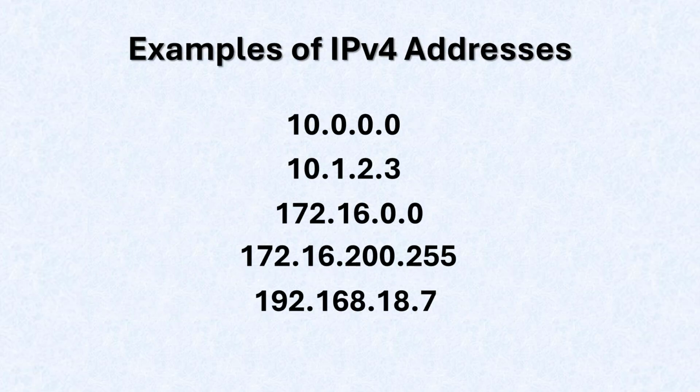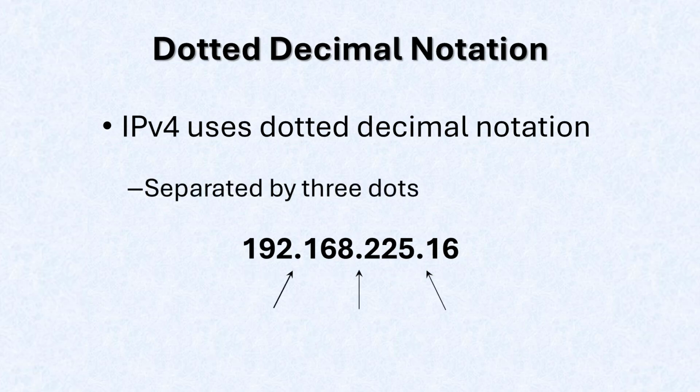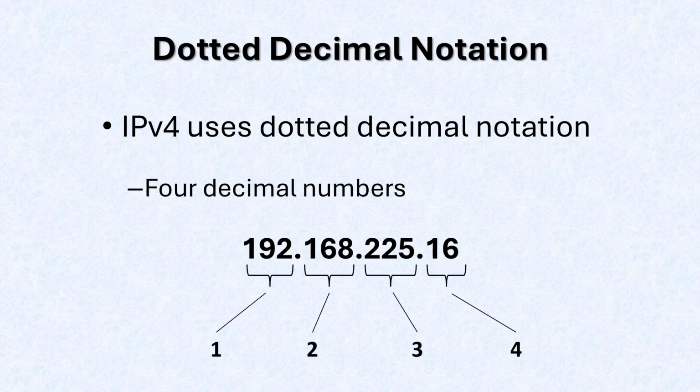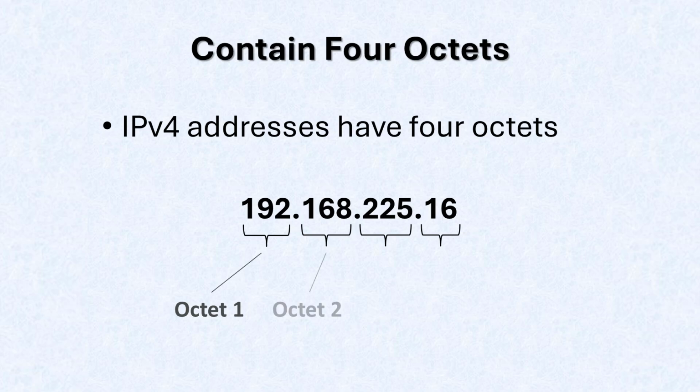Here are examples of IPv4 addresses. They use dotted decimal notation. This means the address uses 4 decimal numbers, and each decimal number is separated by dots, or periods. Each one of the 4 numbers is called an octet. From left to right: octet 1, octet 2, octet 3, and octet 4.